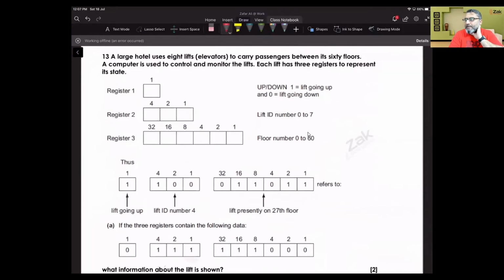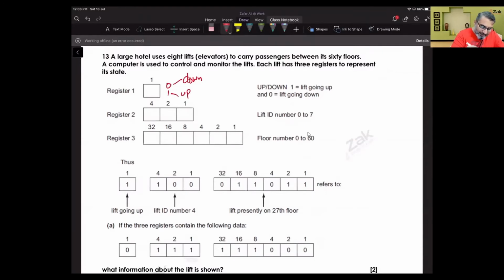A computer is used to control and monitor the lifts. Each lift has 3 registers to represent its states. Now, each lift has got how many registers? 3. So the first register, register 1, if it is having 0, it means the lift is going down. If it is 1, it means that the lift is going up.